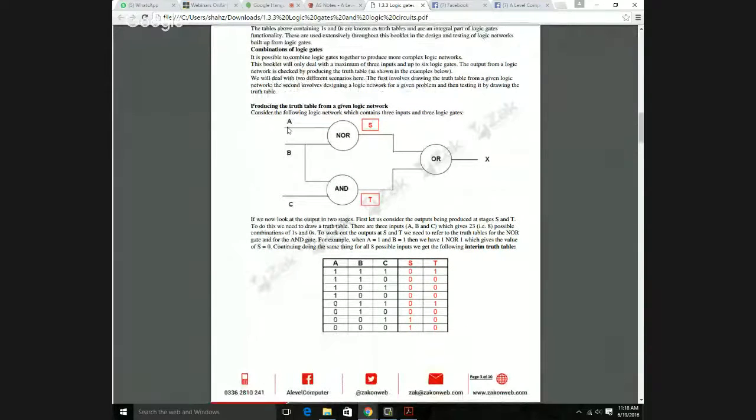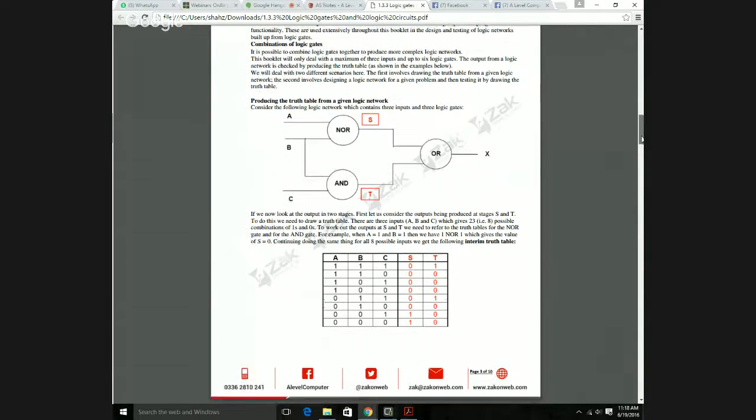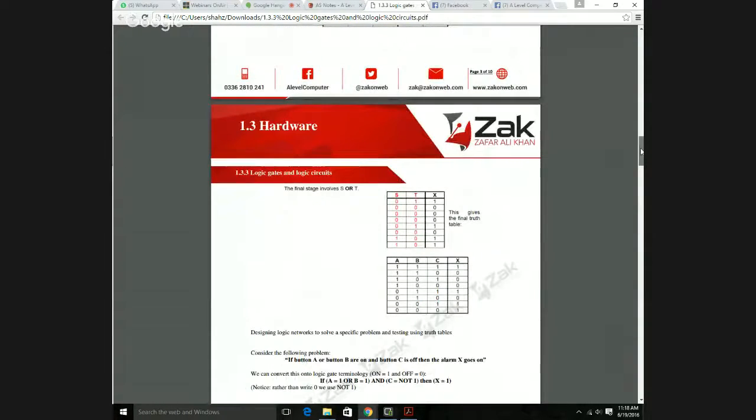So this is a circuit, and this is a truth table, and you can simply see that this S is basically A dot B. Sorry, that is A plus B with whole bar, because this is a NOT OR gate. We represent NOT with a bar. All right, so we continue.